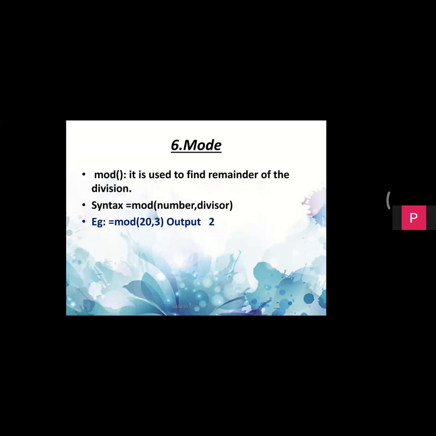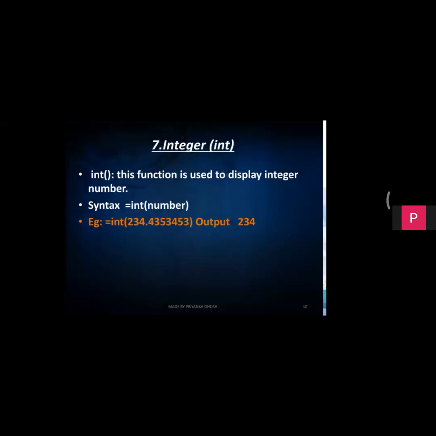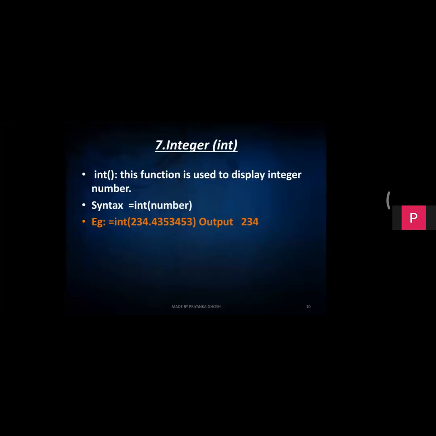So the remainder will be 2. Next is integer. INT, only 3 characters. It is used to display the integer number. For an example, is equal to INT bracket 3234 point something. The output will be only 3234.